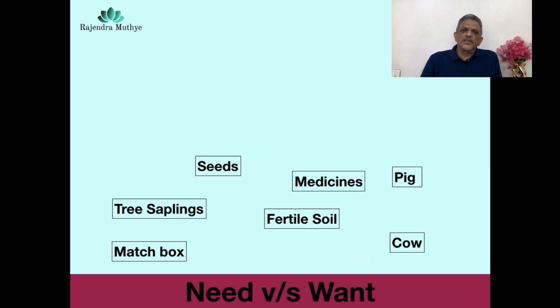What about tree saplings? What about seeds? What about medicines? Oh, many times when I have conducted this in a classroom session, people argue with me that medicine is a need and not really a want. Now, while I am not going to take this very deep into it, I want you to know that medicines are not a need, they are a want. You have created that as a need in your life. It's not truly a need.